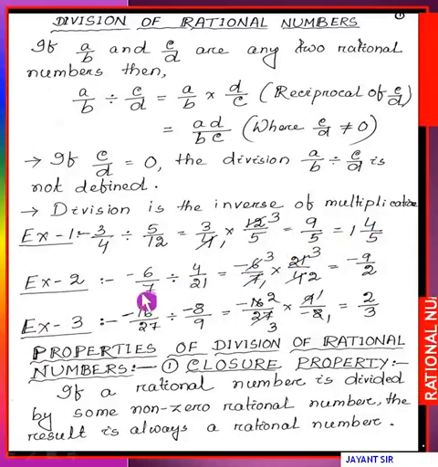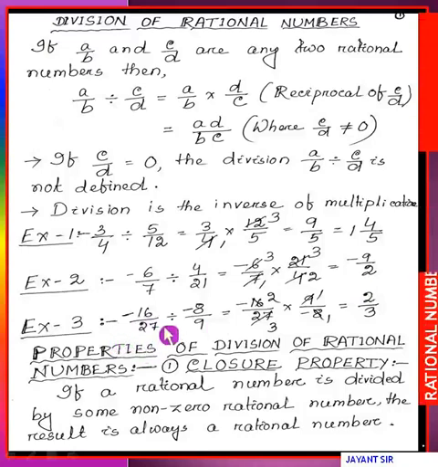Now example 2: minus 6 by 7 divided by 4 by 21 equals minus 6 by 7 into its reciprocal, 21 by 4. Now reduce it: 2 twos are 4, 2 threes are 6, then 7 ones are 7, 7 threes are 21. Now look, minus, it is 3 threes are 9 divided by 2, minus 9 by 2. You can make it also a mixed fraction.